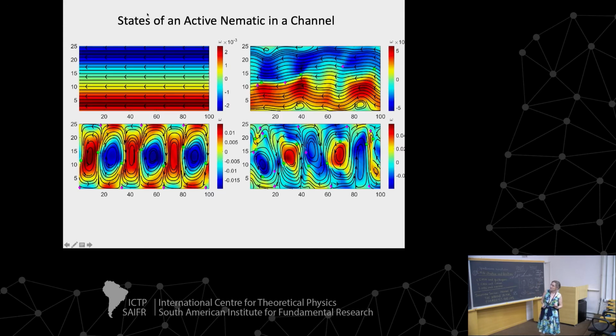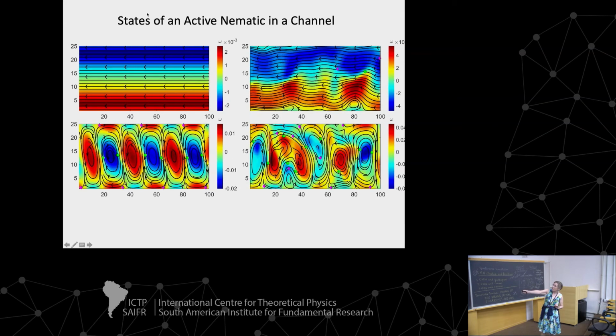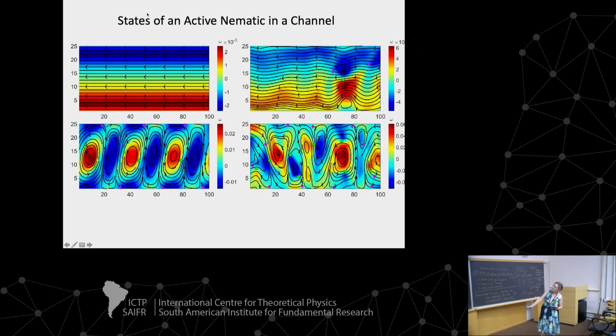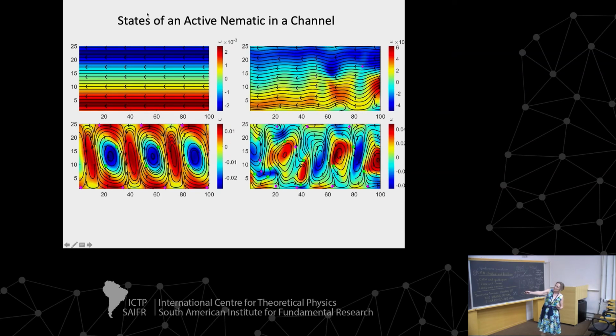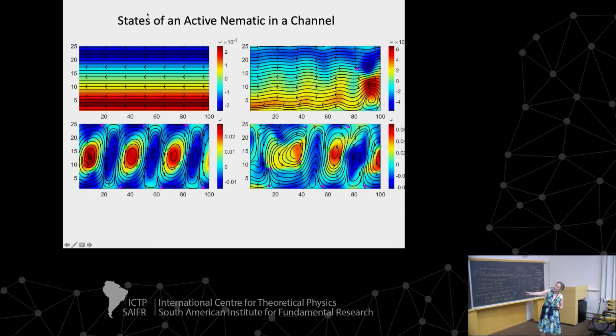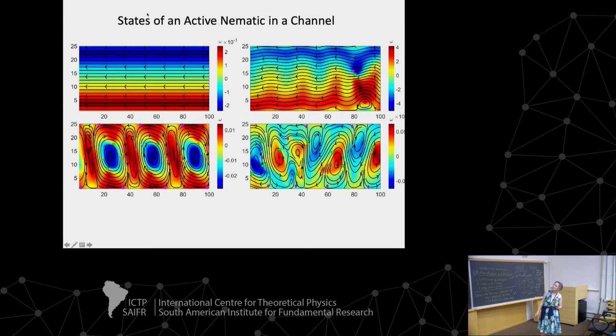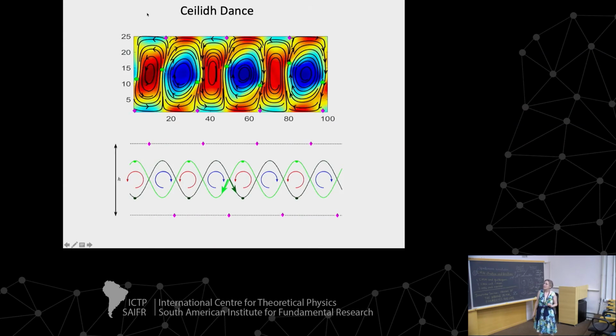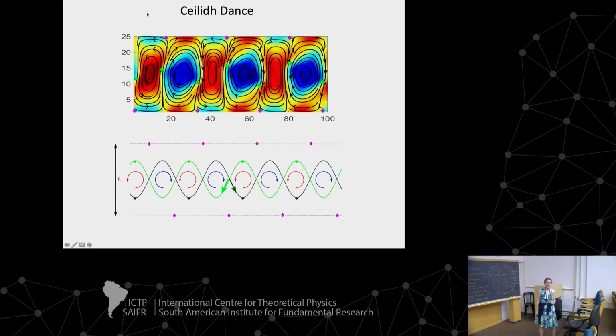So let's look at this special state here. Oh, well, it's a movie. You can see the vortices sort of take over from each other. The blue ones win, and then the red ones win. Let's look at this dancing state a bit better, because it really is a very cute state. We called it the Cayley dance for reasons which will become apparent in a minute, okay?